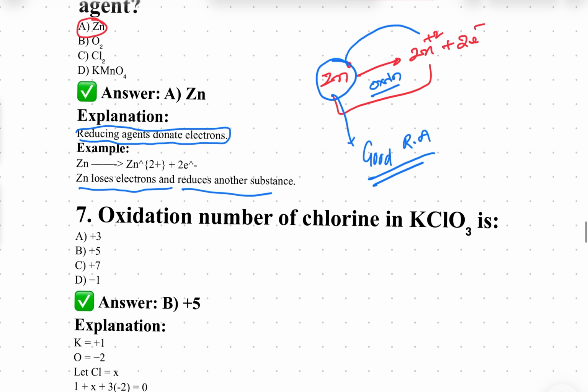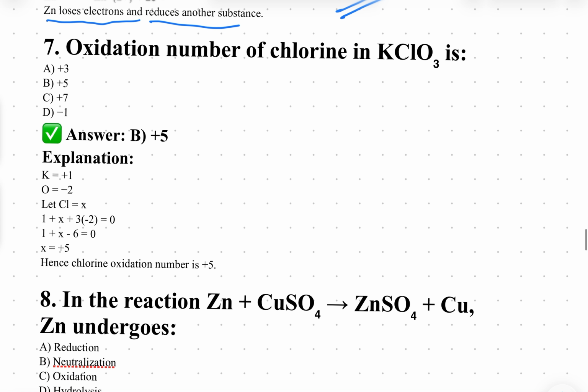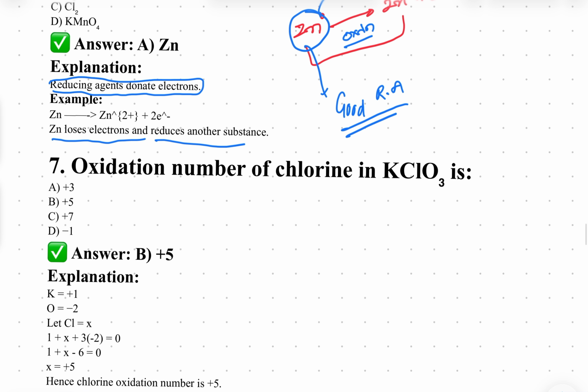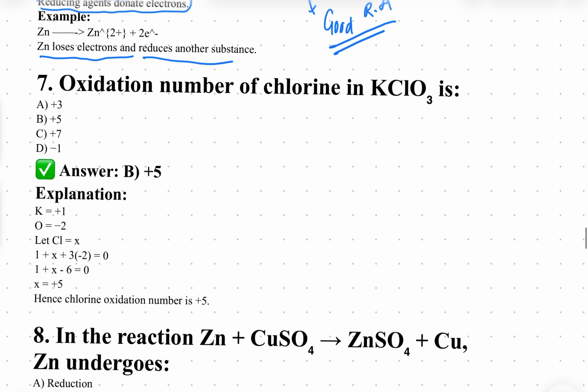So the process is called what? Oxidation. Clear? So here loss of electron is called oxidation, students. Don't forget. Loss of electron is called what? Oxidation. So the process is oxidation, but that agent is called the reducing agent. Clear? Yeah.